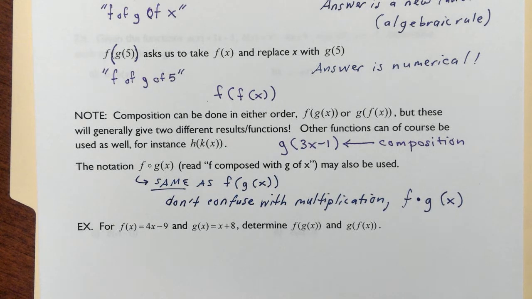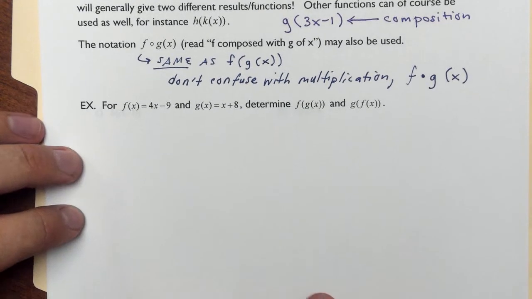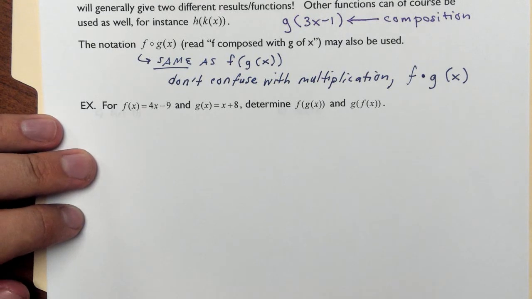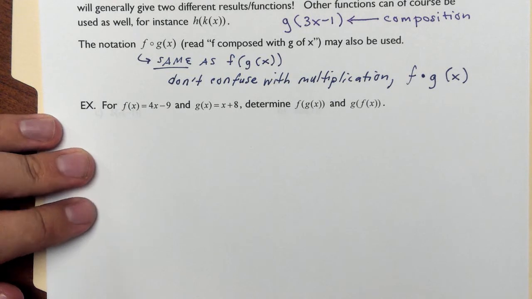Okay, so we've talked about what the idea is behind composition. Let's actually look at some examples. Let's do some problems where we do some compositions. So right here, a couple simple examples, just some linear binomials. f of x is 4x minus 9, g of x is x plus 8. And we want to find both f of g of x and g of f of x.